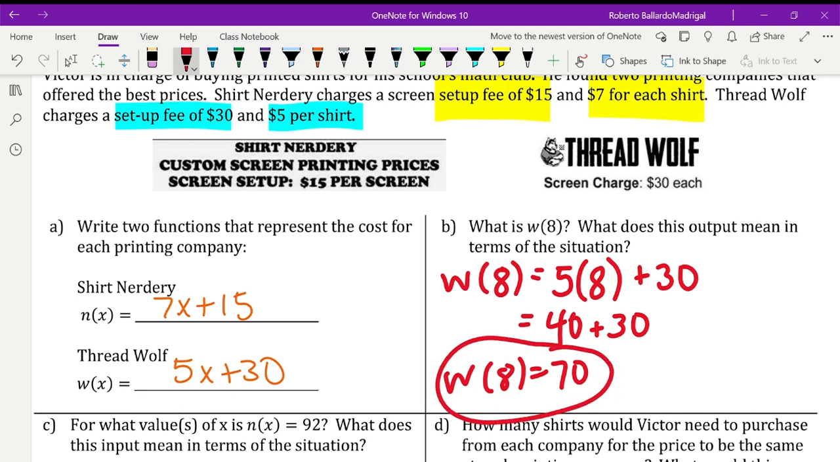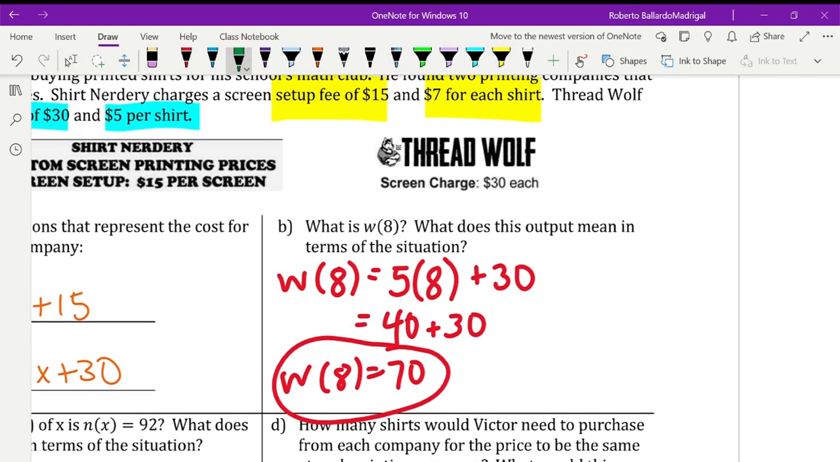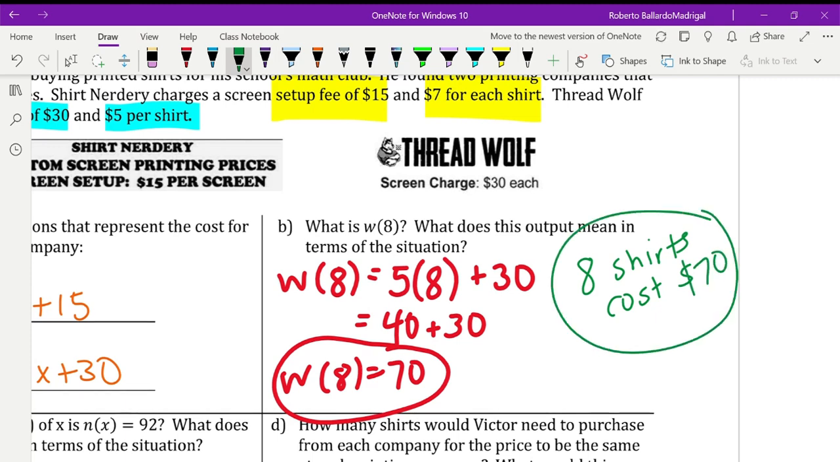Now, in a sentence, what does this mean? What does W of 8 equal 70 represent in the context of the question? Does it mean that with $8 I can make 70 shirts? Is that what it means? With 8 shirts, I would spend how much? $70. That's what it means. It means 8 shirts cost $70. That is what this means in the context of the question. Are there any questions on that? All right, make sure you write this down if you don't have it already. This is the context. 8 shirts cost $70 to produce or to make.